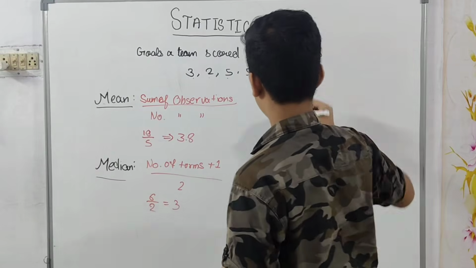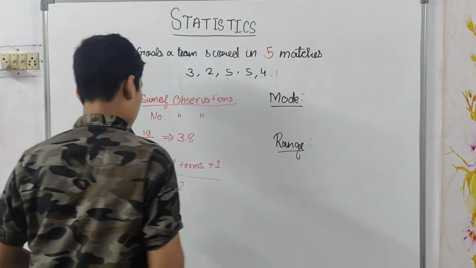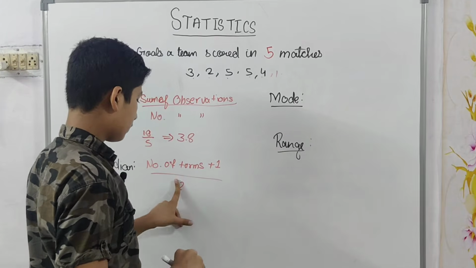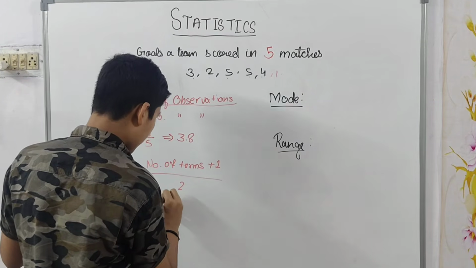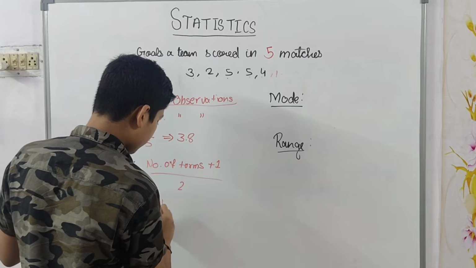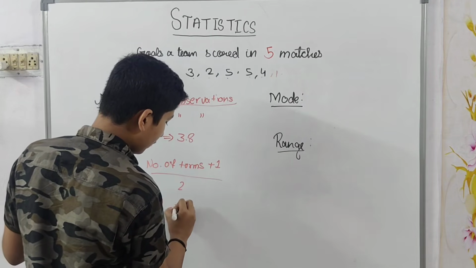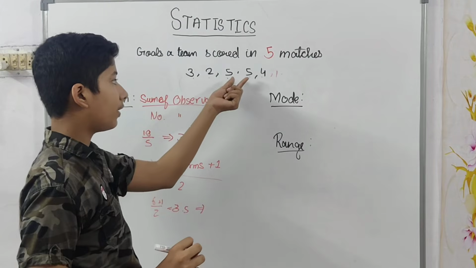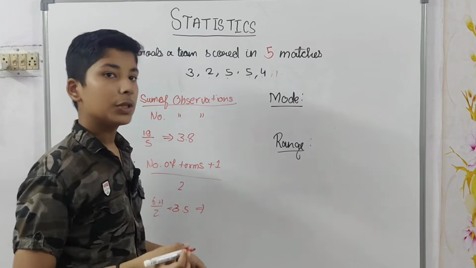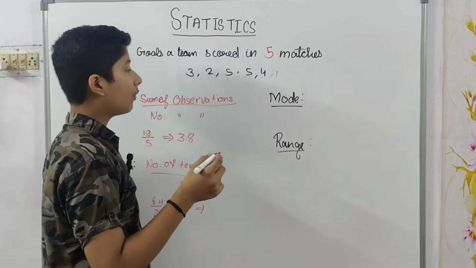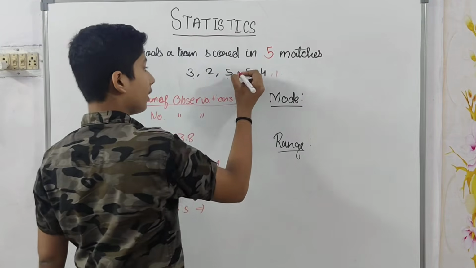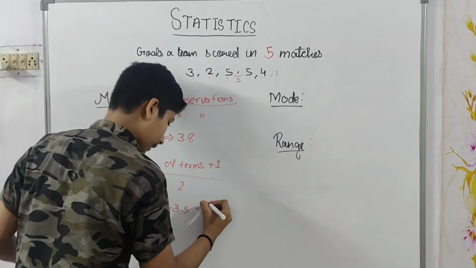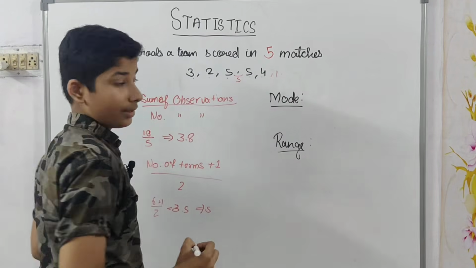For example, let's take it here. It would be 6 plus 1 by 2, which is 7 by 2, 3.5. So we take the third term and fourth term, meaning 5 and 5, both are medians. So what will be our median? Median will be 5 plus 5 divided by 2, which will be 5 only. So 5 will be our median.